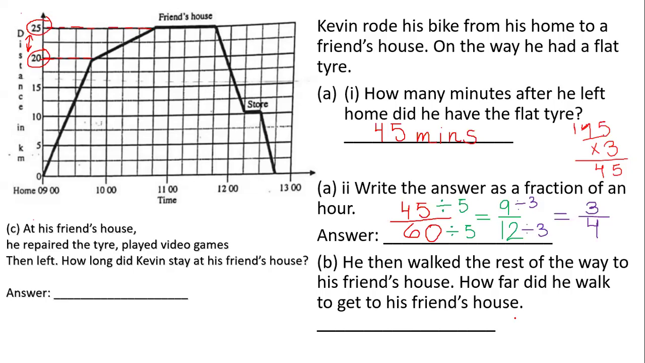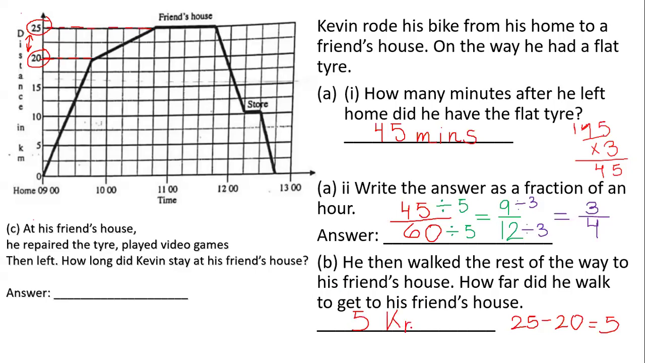And how do we get 5 kilometers? We subtract 20 from 25. Very good. We do 25 minus 20, and what do we get? We get 5. All right, so the answer here is going to be 5 kilometers. 5 kilometers, very good.